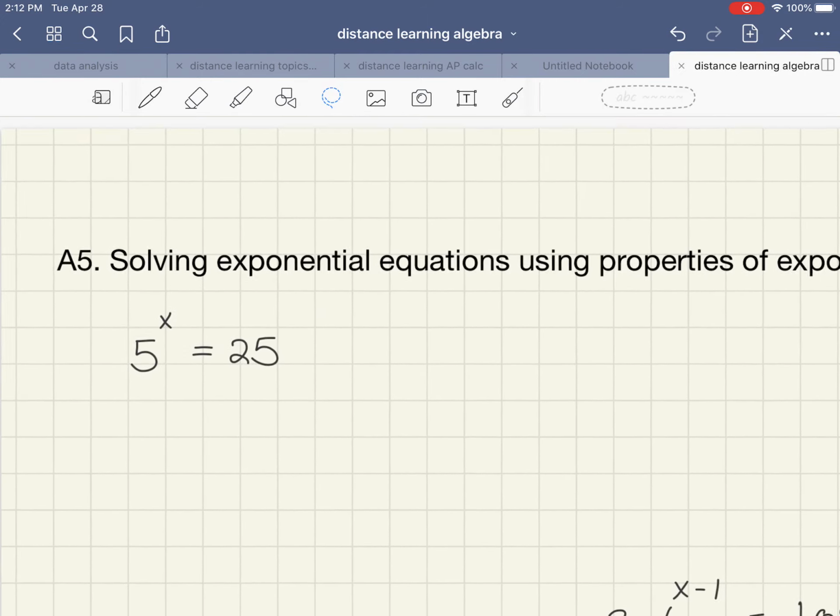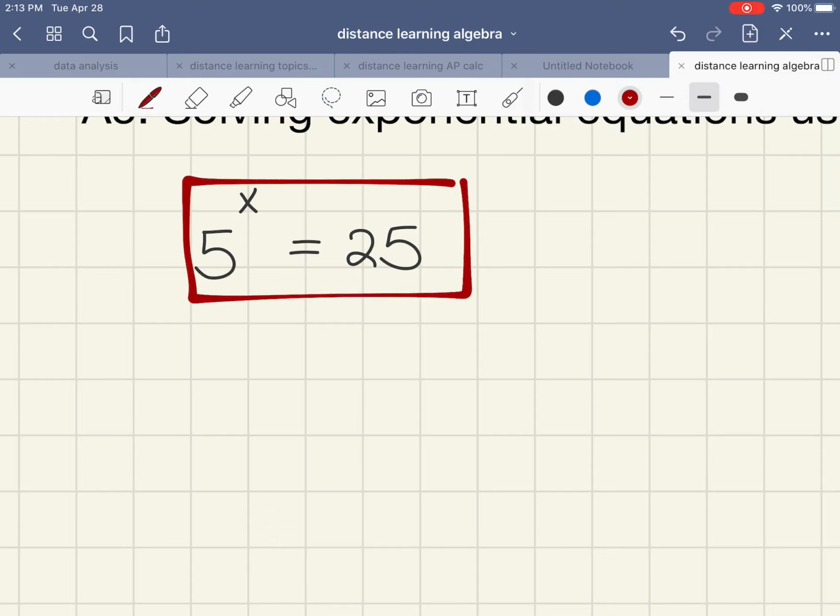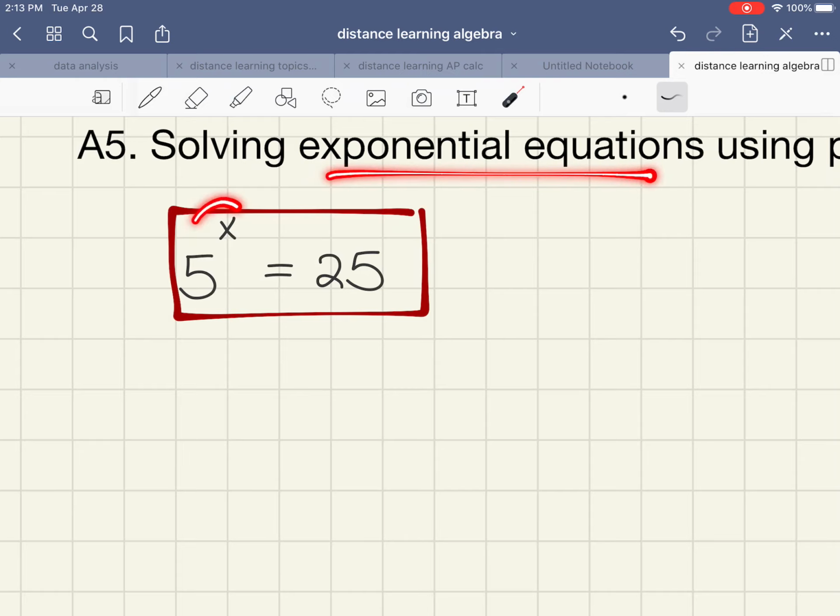All right, so this is a video on solving exponential equations using the properties of exponents. As you can see, we have this equation here. It's 5 to the x equals 25. And I know it's an exponential equation because the variable is in the exponent. That's what an exponential equation is.